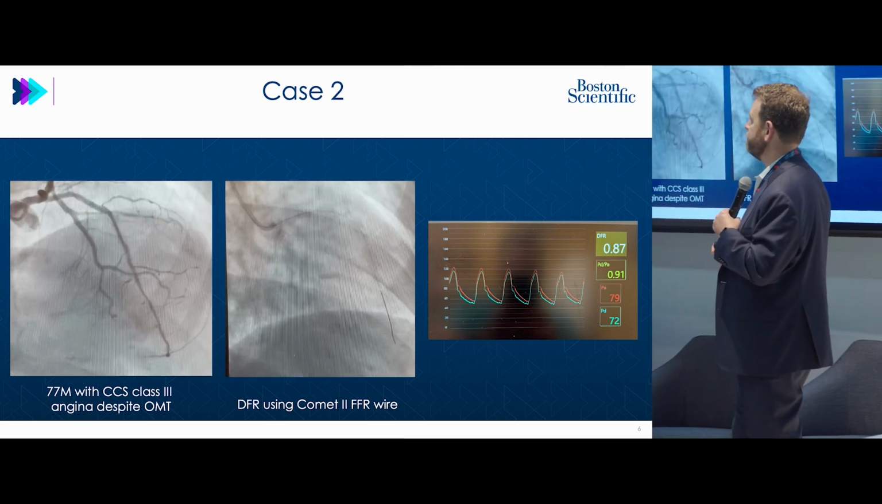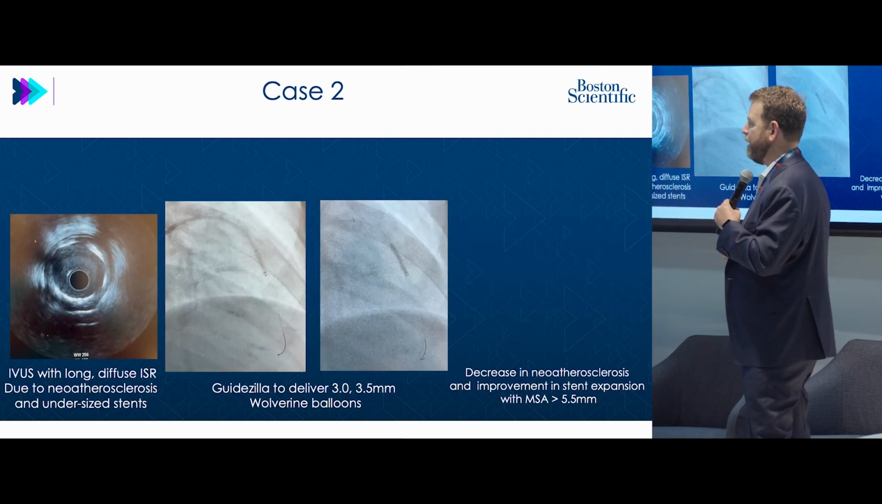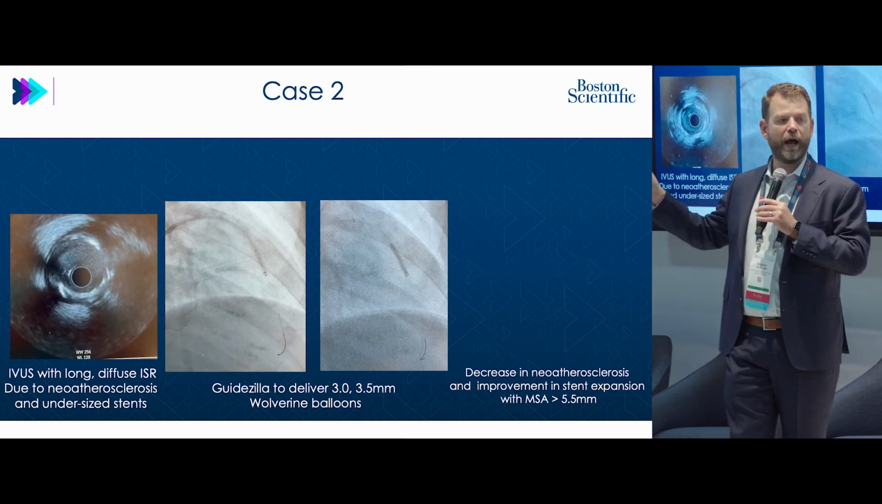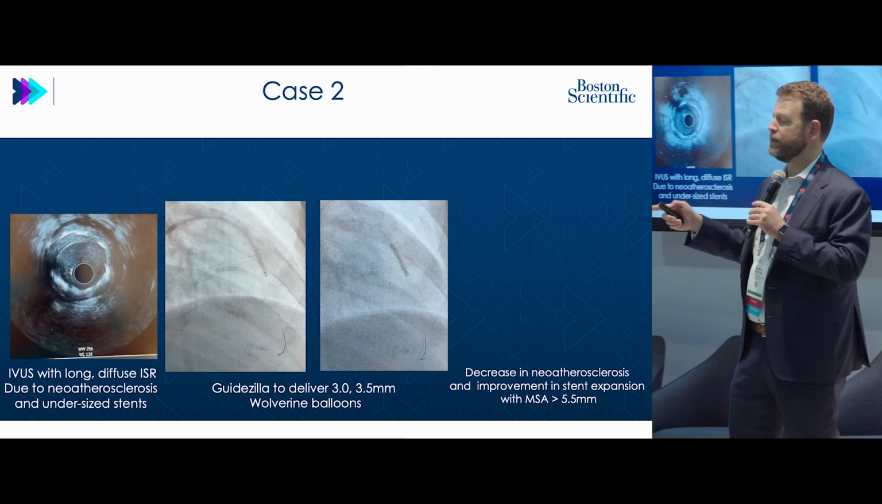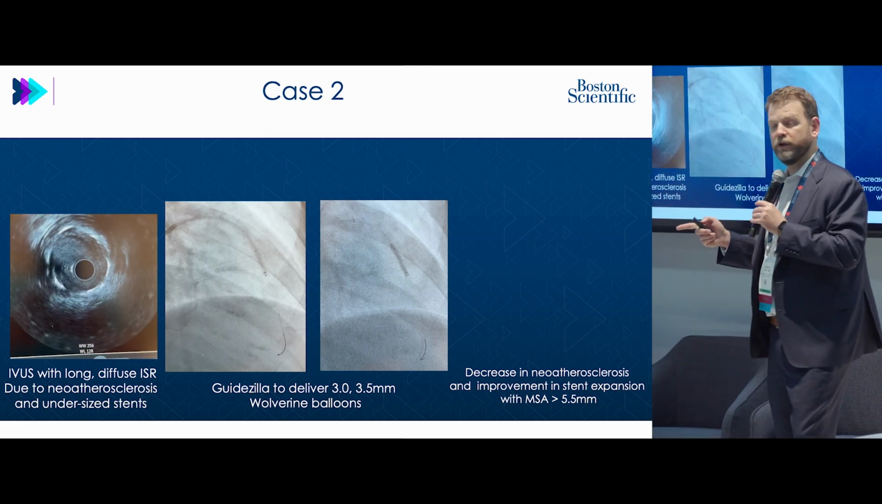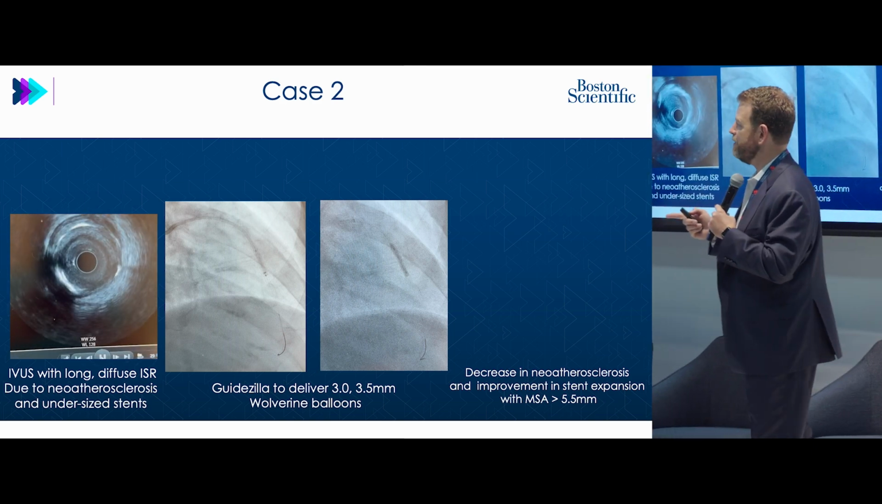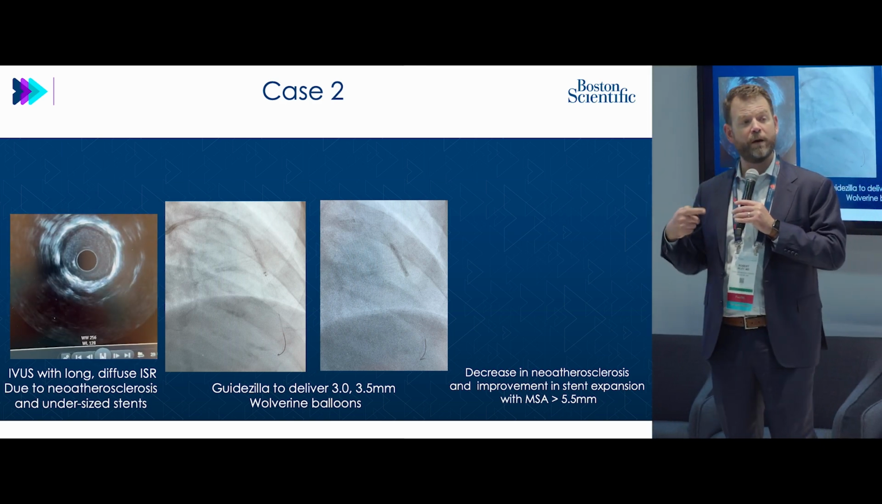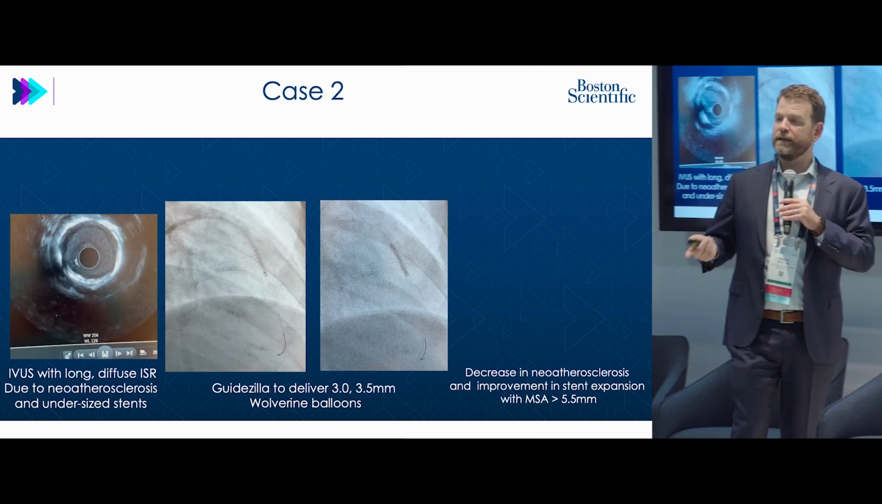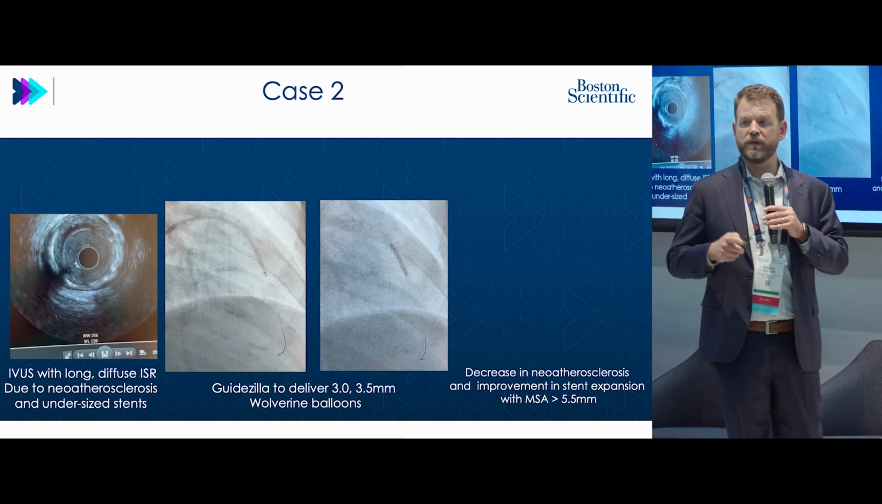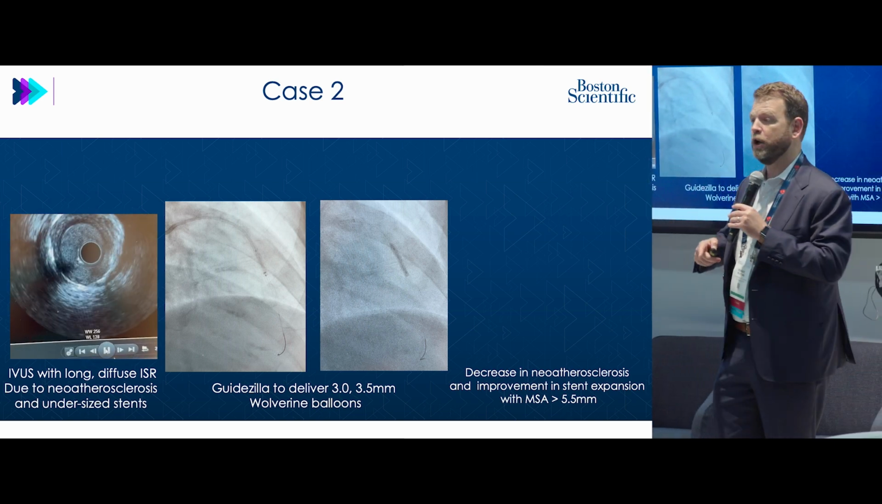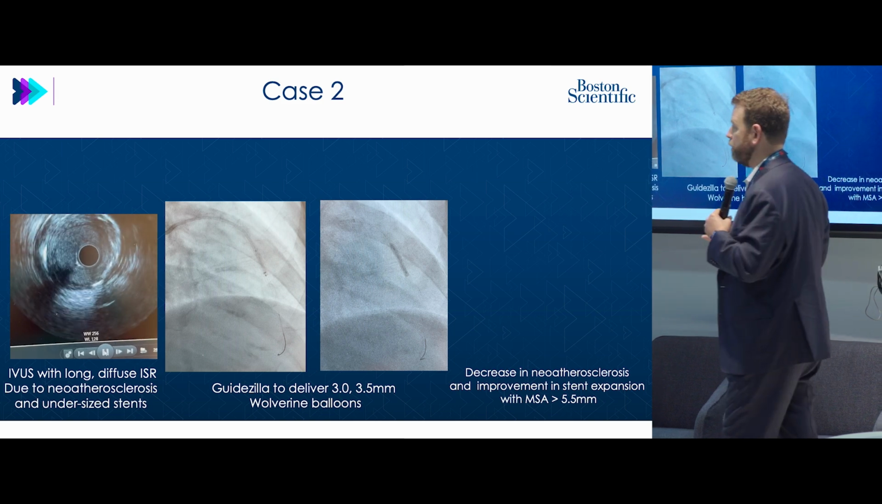So in this case, we bring our IVUS down, and it shows us exactly why our FFR is positive. It shows us that A, the stents are underdeployed, so they're not well apposed, they're not well expanded. And B, there's diffuse, soft neoatherosclerosis. So again, we don't necessarily need calcium modification per se. We just need to be able to get in good vessel prep agents like our Wolverine.